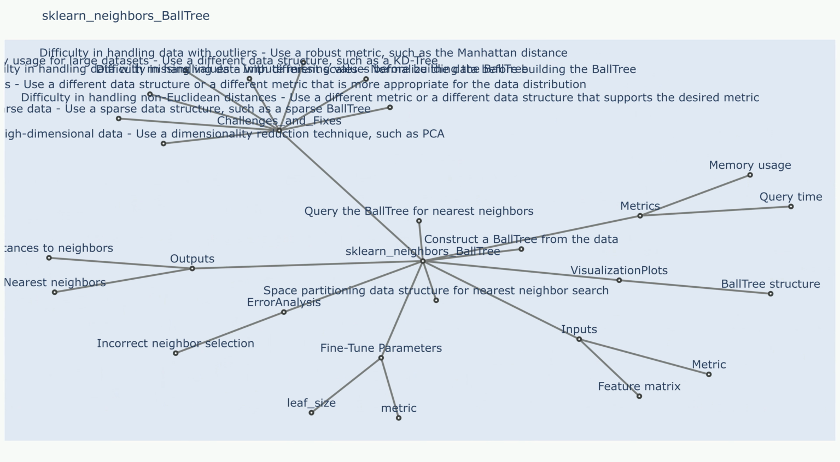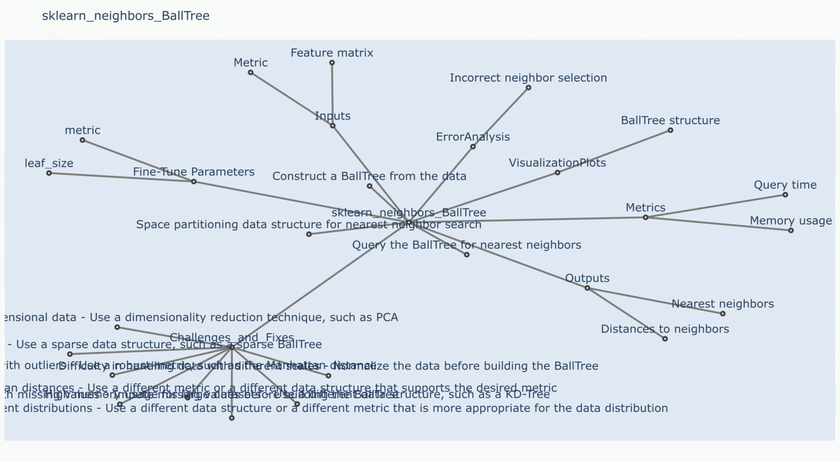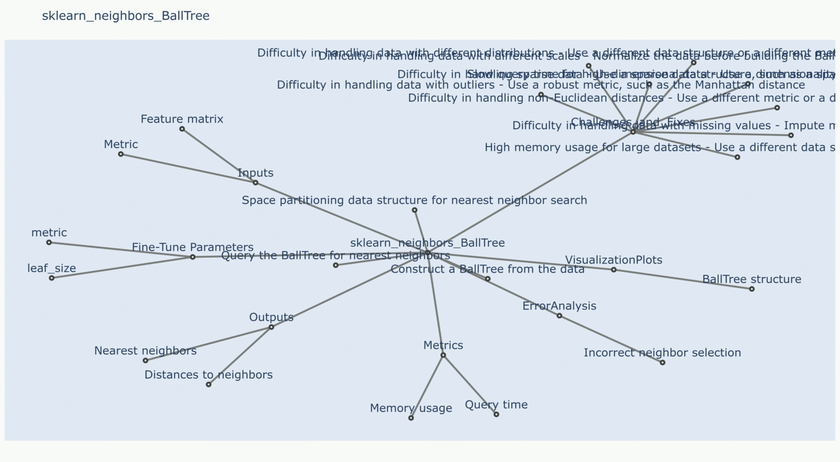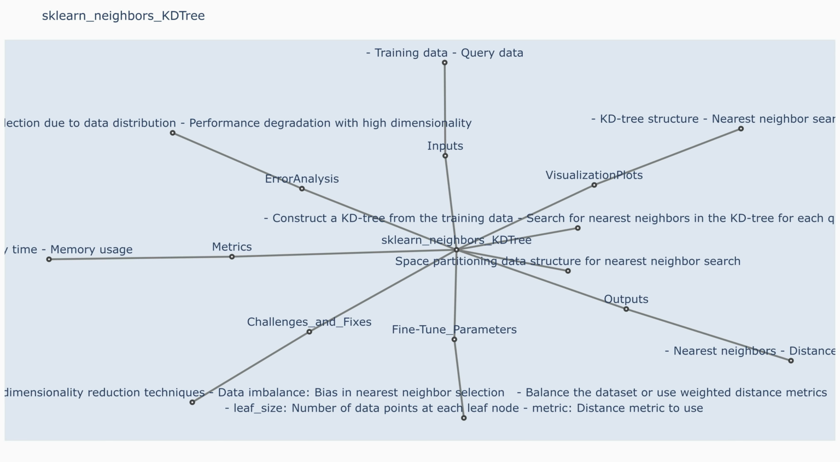Challenge 2. Memory usage. The ball tree can consume significant memory, especially for large datasets. Sample use case that resulted in challenge 2. A dataset with millions of data points may require a large amount of memory to store the ball tree structure. Fixes to challenge 2. Memory-efficient data structures. Compressed or sparse representations of the ball tree can reduce memory usage. Out-of-core algorithms. Algorithms that operate on data that is stored on disk rather than in memory can be used to handle large datasets.